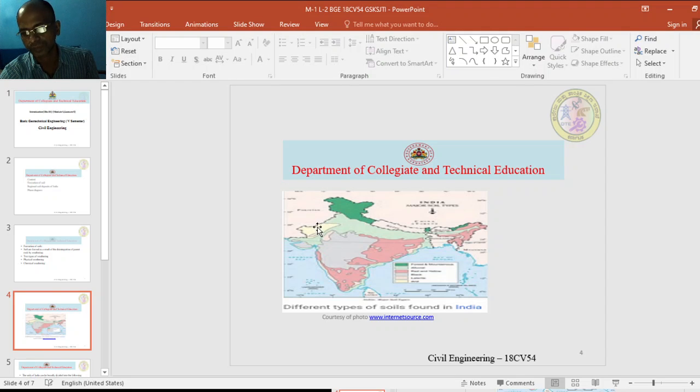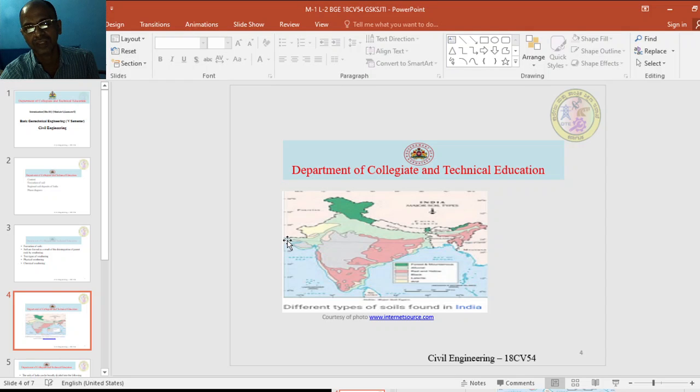Next is Rajasthan, where there are sand deposits of around 5 lakh square kilometers. Sand is available in all other places in India, but the majority is available in Rajasthan, which is the desert soil deposit. The problem of this soil is a lack of cohesion. There is no bonding between the particles. It is of quartzite origin.